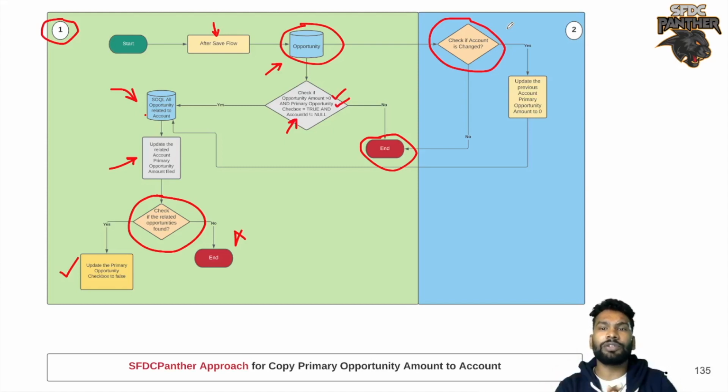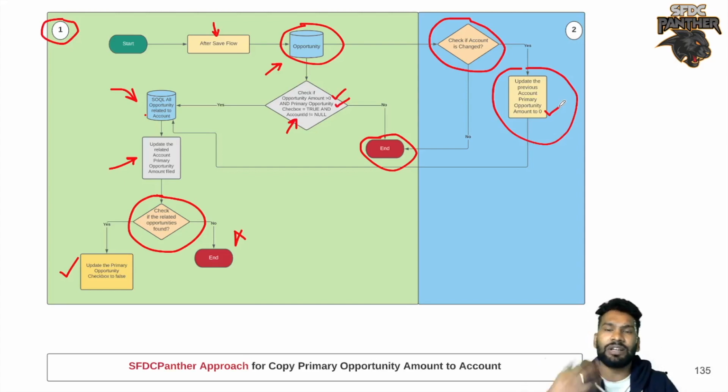Now how you are going to do it is check if the account is changed. If yes, you need to update the previous account opportunity amount to 0. So whatever the previous amount was on the previous account, you need to set the amount field as 0, and the rest is going to be the same. That is what you are going to do. You can also add some other scenarios if you want over there.